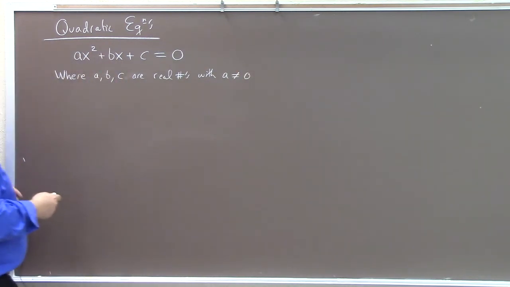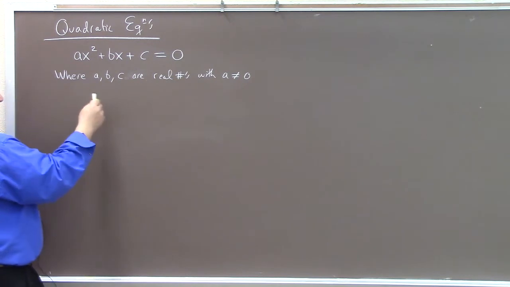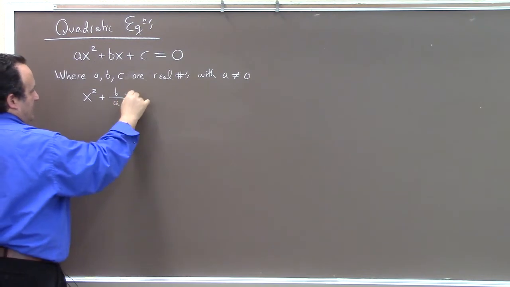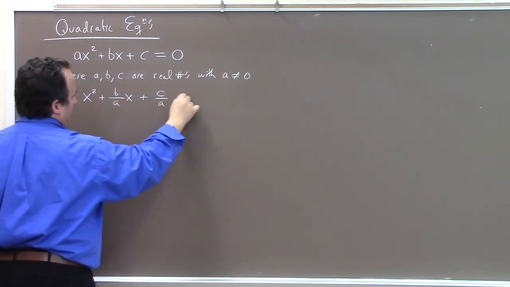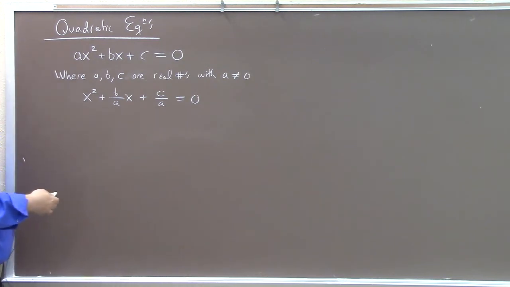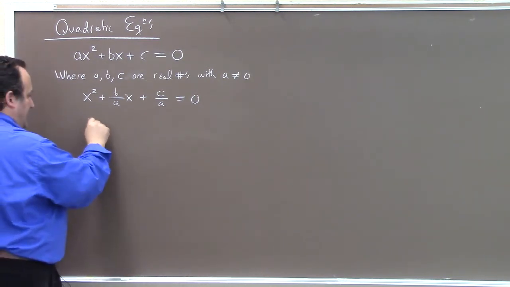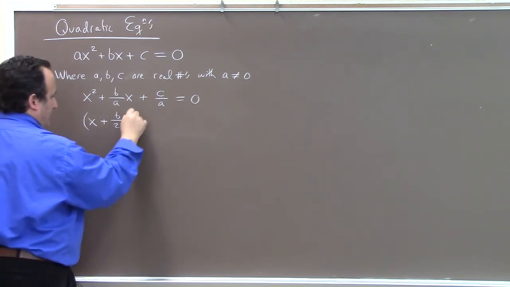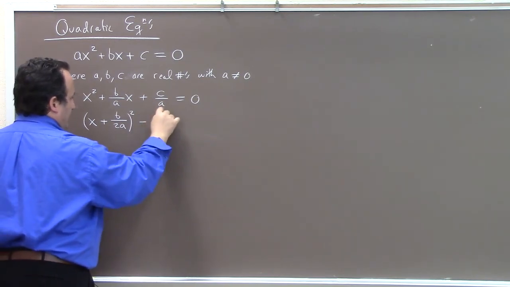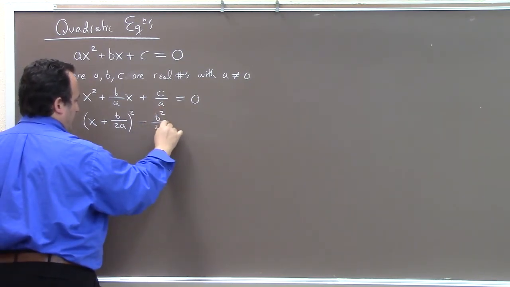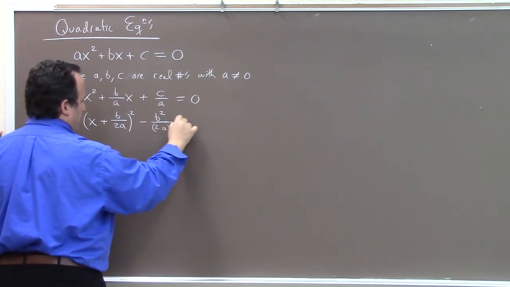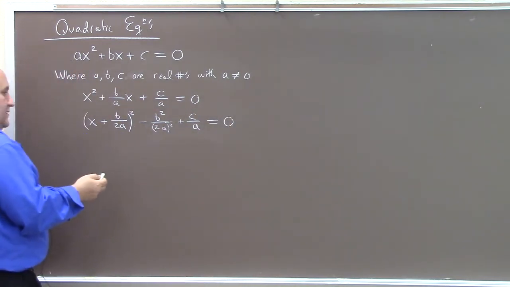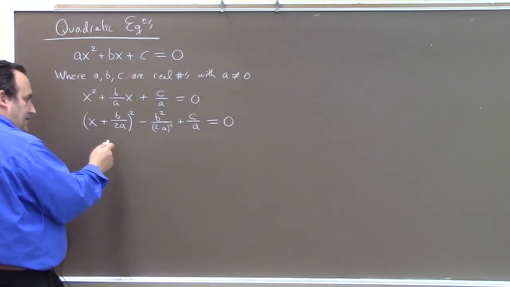So if you're solving this equation, we can divide by a, and that gives us x squared plus b over a x plus c over a equals 0. And then we can solve this by completing the square. So this is x plus b over 2a, squared, minus b over 2a quantity squared, plus c over a, equal to 0.